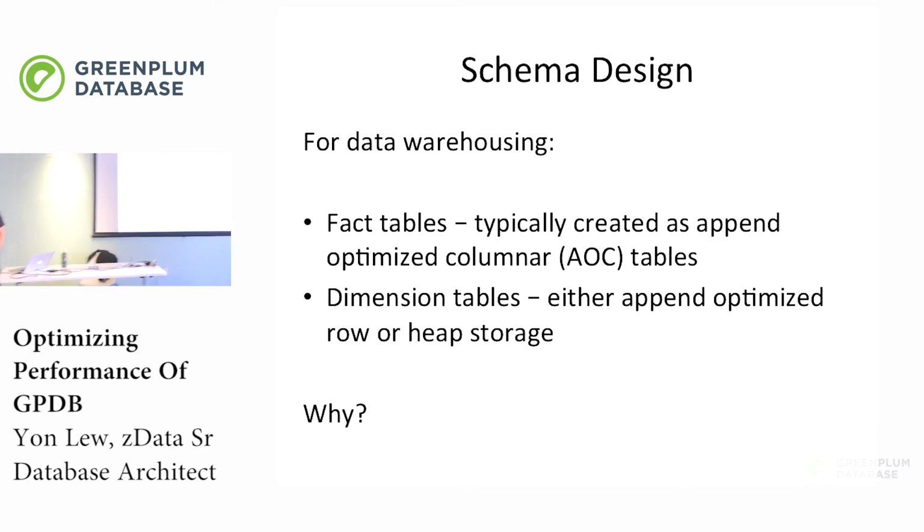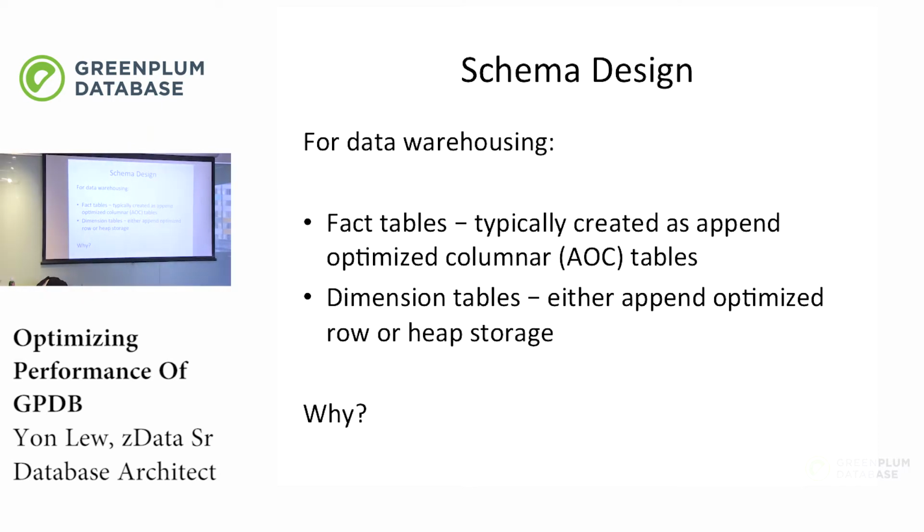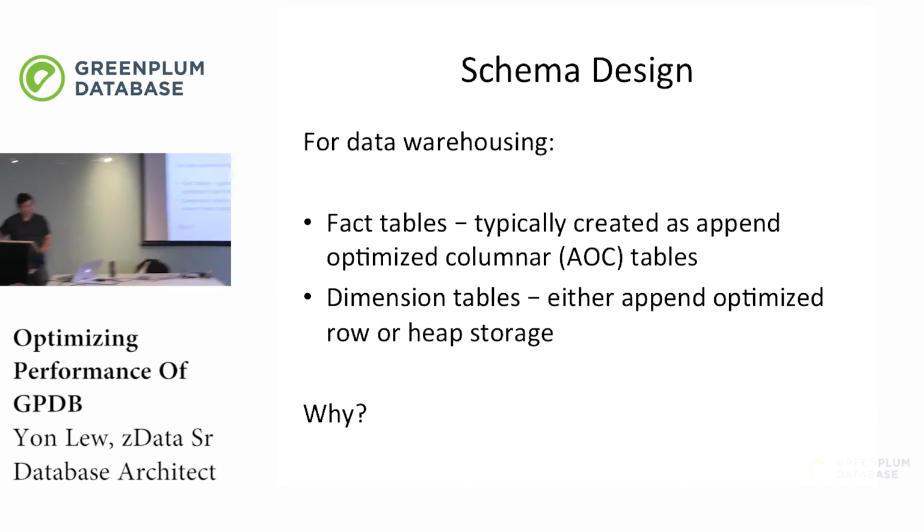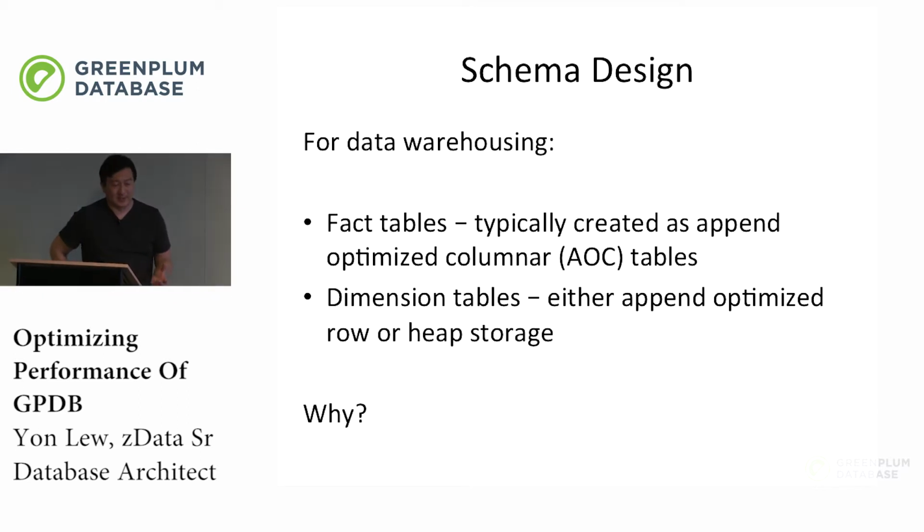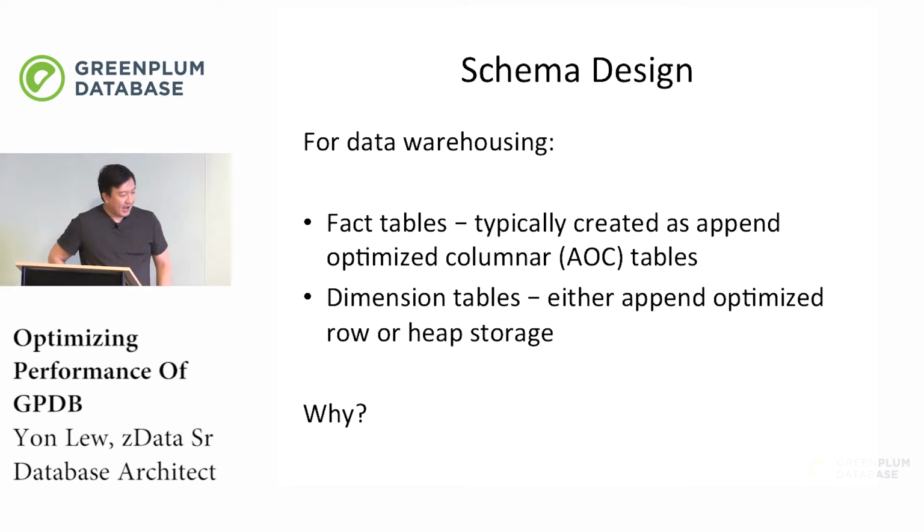Okay, so the first subject is schema design. Greenplum is basically optimized for data warehousing, and in data warehousing, you typically have two types of tables. The first is fact tables. These are typically the largest tables in the database. They have a lot of columns, and we're going to usually define these as append-optimized columnar tables. The second type of table is dimension tables, and for these, we're going to choose a storage model that's either append-optimized row or heap storage.